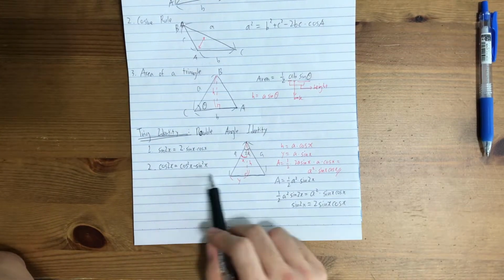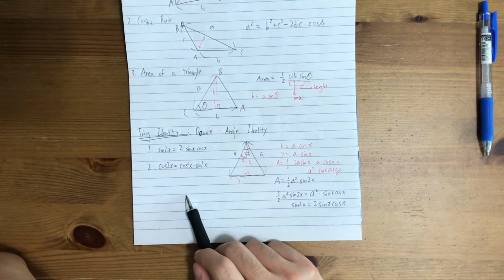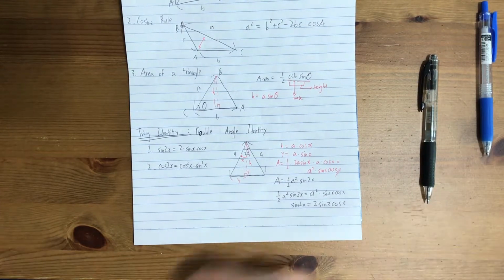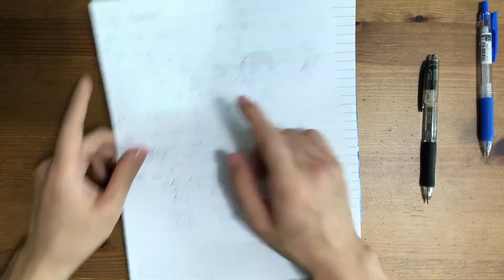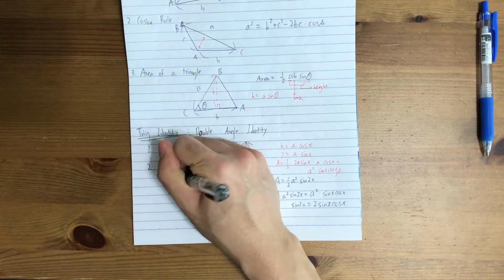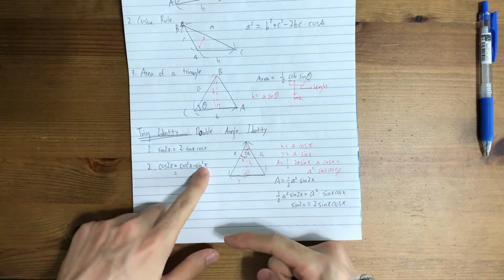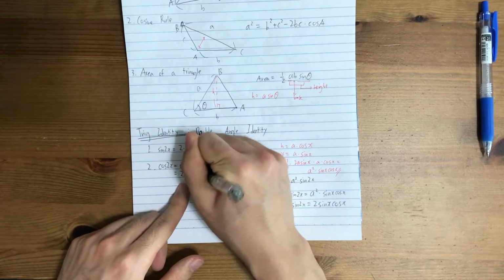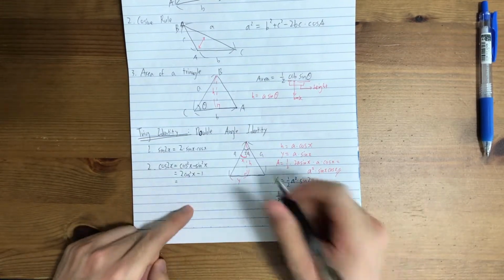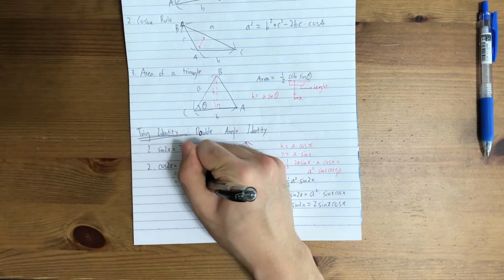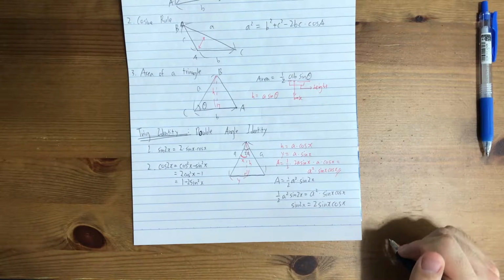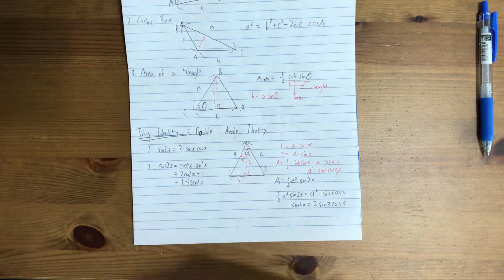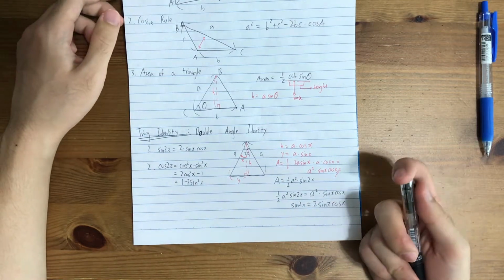So cosine 2x can be written as cosine squared minus sine squared, and using the identity that we know, we can write this in terms of cosine only or sine only. So sine squared is 1 minus cosine squared, so we will have 2 cosine squared minus 1. And cosine squared is 1 minus sine squared, so it's 1 minus 2 sine squared.